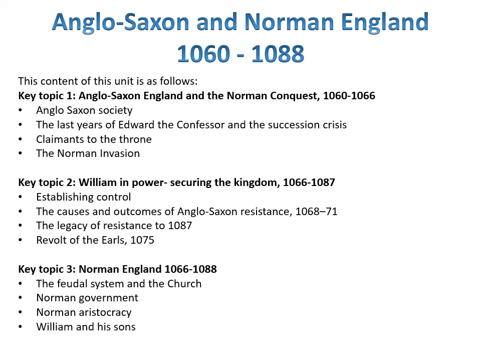Key topic 2 looks at William in power, how he secures the kingdom between 1066 and 1087, so how he establishes control, the causes and outcomes of Anglo-Saxon resistance, the legacy of that resistance up to 1087, and one specific revolt, the revolt of the Earls. The final key topic is looking at Norman England, so the feudal system and the church, Norman government, Norman aristocracy, and William and his sons.